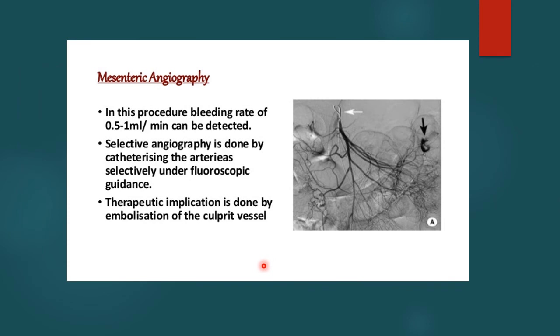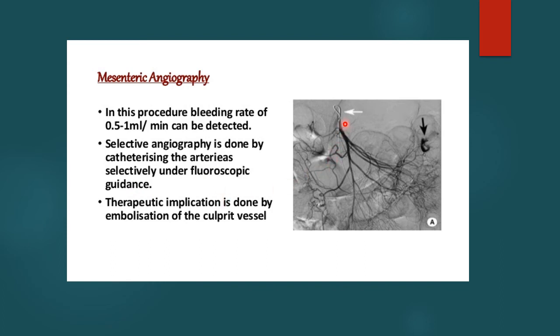Okay, next we come to mesenteric angiography other than after colonoscopy. This is a procedure where a bleeding rate of 0.5 to 1 mL per minute can be detected. Okay, so this is where the inferior mesenteric artery is being cannulated and the dye injected, and then you see the leakage, the arrow here, the leakage of the contrast into the lumen of the descending colon.